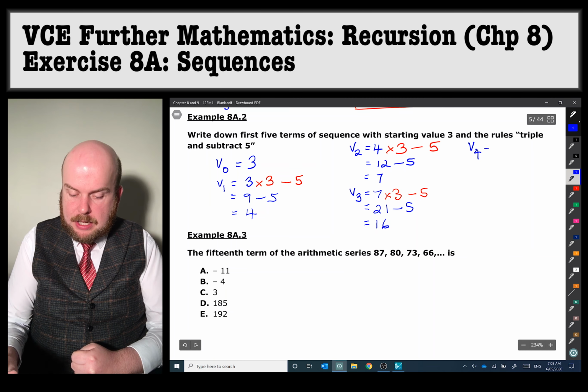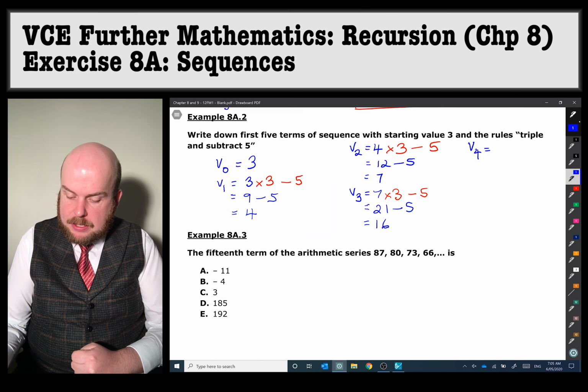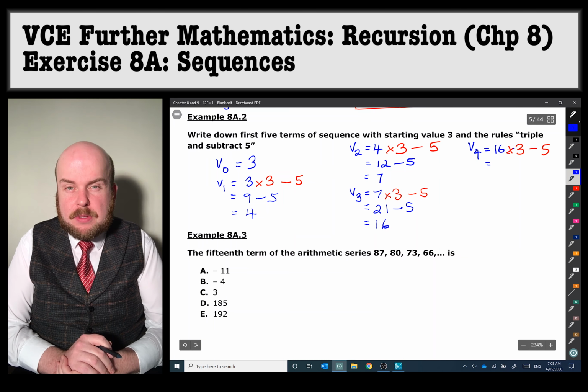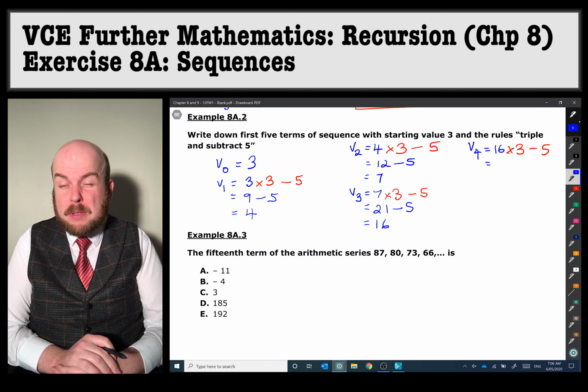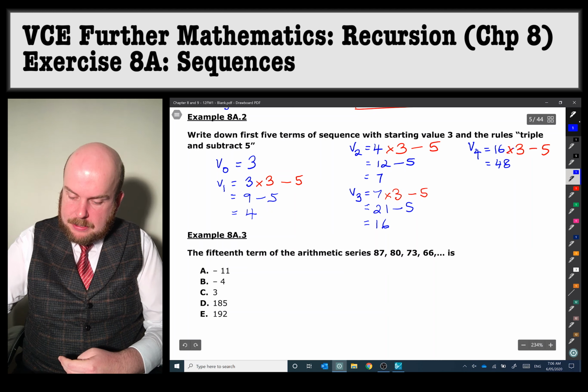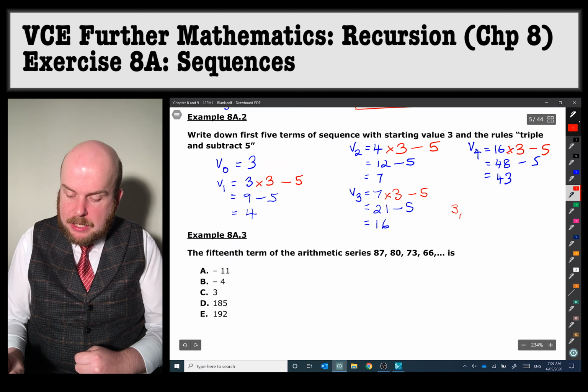V4, so is this the last one? We need the first 5 terms: 1, 2, 3, 4, 5. Yep. So this is 16 times 3, take away 5. So 16 times 2 is going to be 32, and 32 plus another 16 is 48. We're going to take away 5, that gets me 43. So my first 5 terms of the sequence are 3, 4, 7, 16, and 43.